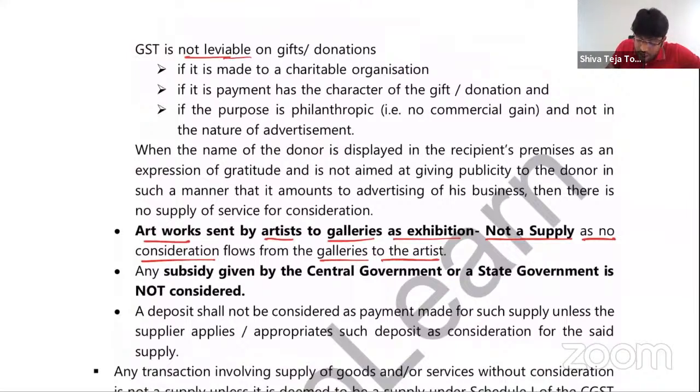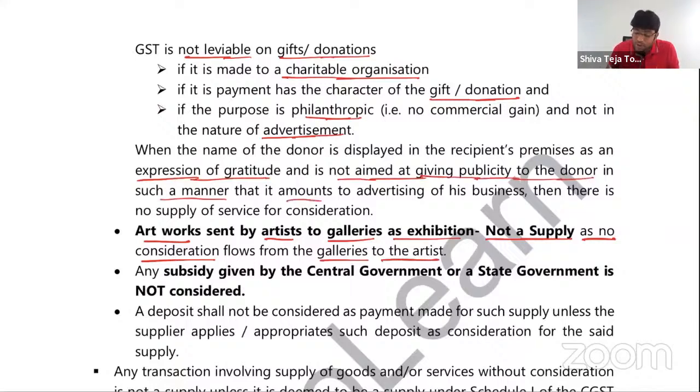This also you have to see, my dear friends. GST is not leviable on gifts or donations if they are made to a charitable organization and the nature of the gift or donation and the purpose is only philanthropic and not for advertisement. Now read the line below. When the name of the donor is displayed in the recipient premises as an expression of gratitude, and not aimed at giving publicity to the donor in such a manner that it amounts to advertising of his business, then there is no supply of service for consideration.